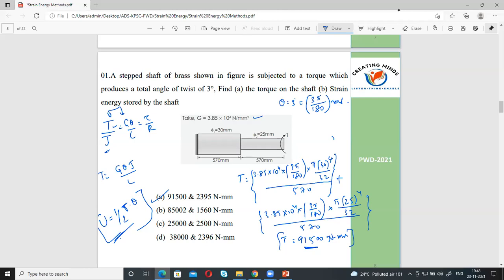Strain energy stored due to torque in a bar. This is a non-prismatic bar element. U equals half into T theta. Substitute and check whether this answer is coming. Check. U equals half into 91500 into 3 pi by 180. See how much you get. How much are you getting?